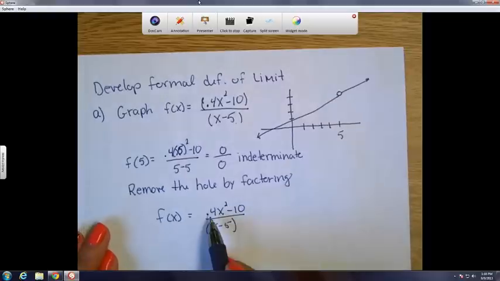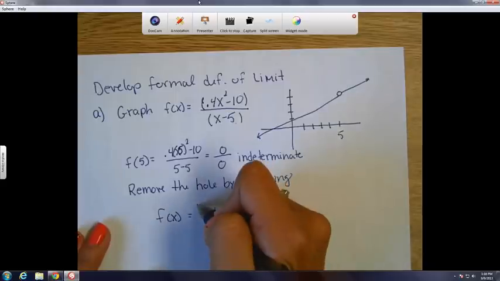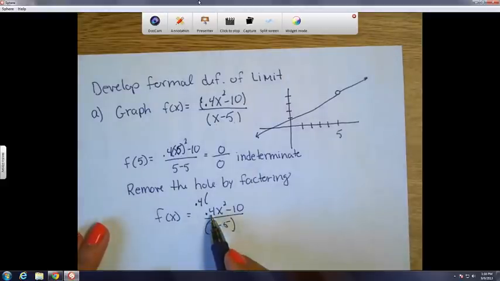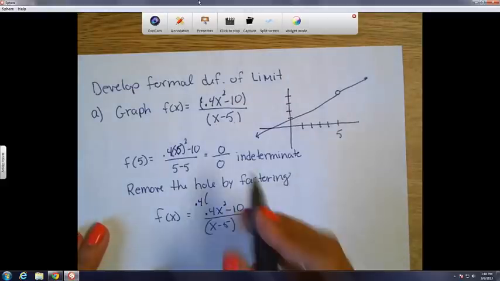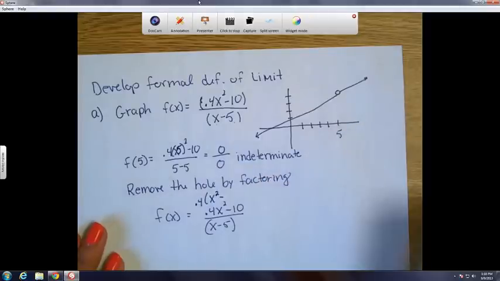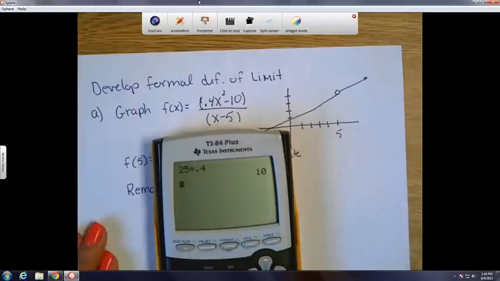So in the numerator, we want to factor. You've got a 0.4 and a 10. Let's factor out the common 0.4. So taking out the 0.4, and when you take it out, you're dividing it out. So 0.4 divided by 0.4 leaves you with 1x squared. And then 10 divided by 0.4 is 25.